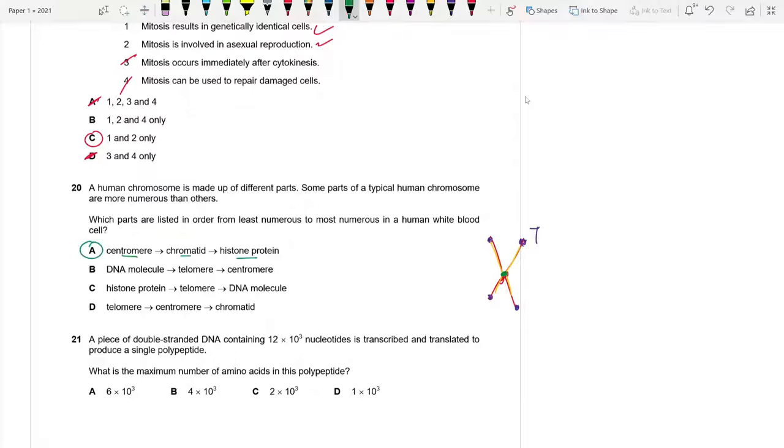A looks good. B, why is B wrong? Because DNA molecules, we have 1 DNA molecule here, 1 here, 2 in total. We have 4 telomeres, 2 DNA molecules, 4 telomeres, 1 centromere. Wrong. We have multiple histone proteins, 4 telomeres. Wrong. Telomeres 4, centromere 1. Wrong.